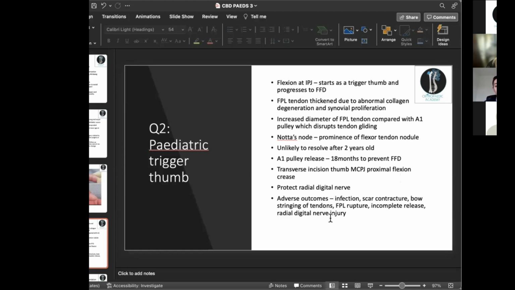That's the one that normally gets injured. So adverse outcomes, I think you mentioned most of them. Infection, I've not really seen any infections, but it's there. Scar contractures, bowstring of the tendons, FPL rupture. Incomplete release is the one that we should think about whenever we talk about trigger finger release or trigger thumb release, and radial digital nerve injury.